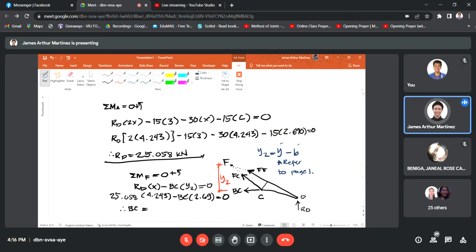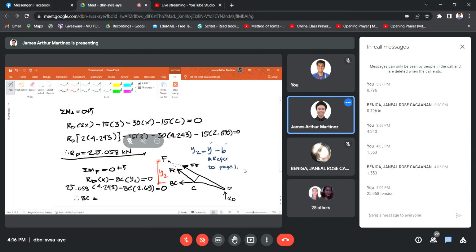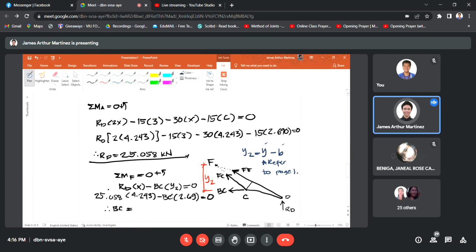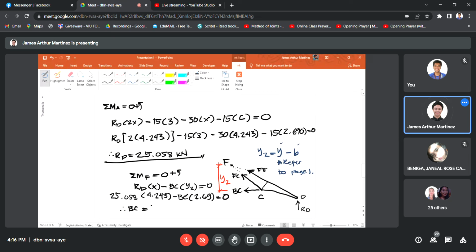Okay? So, ito siya ato ang main objective for this problem para ma-compute na nato ang required area for the material at number BC. So, 25.058 times 4.243 minus BC times 2.69 equal to 0. So BC is how much you have here? 39.525.